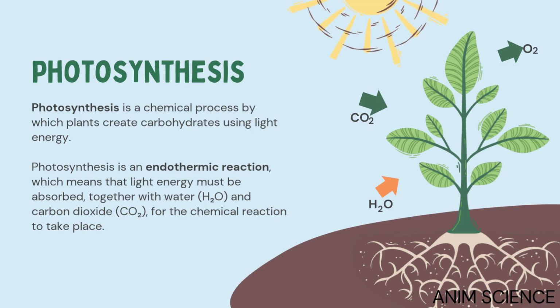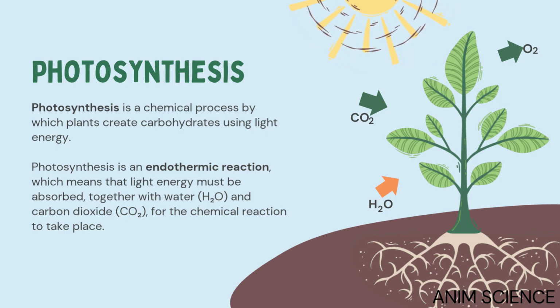Now let's start with the most important question: what exactly is photosynthesis? Photosynthesis is the process by which green plants prepare their own food using sunlight. In this process, plants take in carbon dioxide from the air and water from the soil, and with the help of sunlight, they convert these into food.